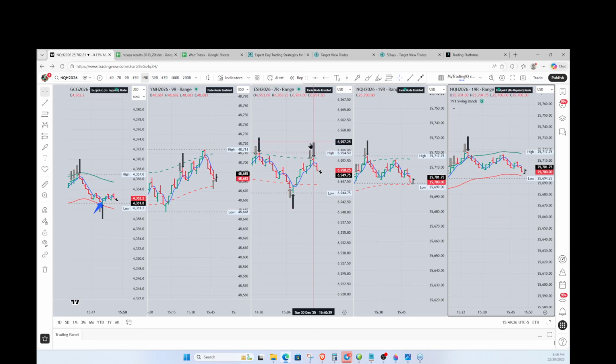Okay. This one right here, we need another down close on this bar on the YM. If we get an up close right now and it gives a black arrow, it'll be inside the band, it won't be outside the band. Okay.